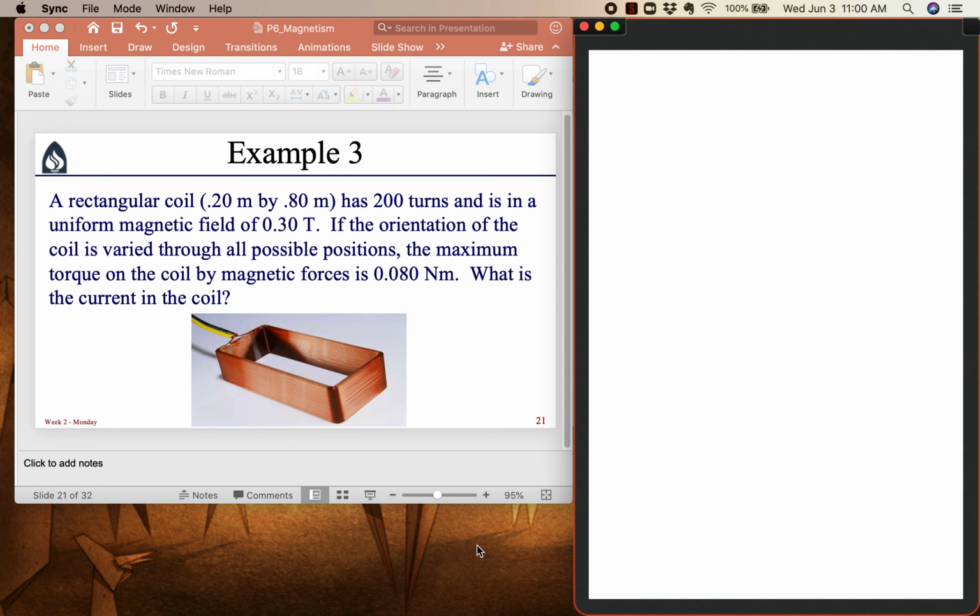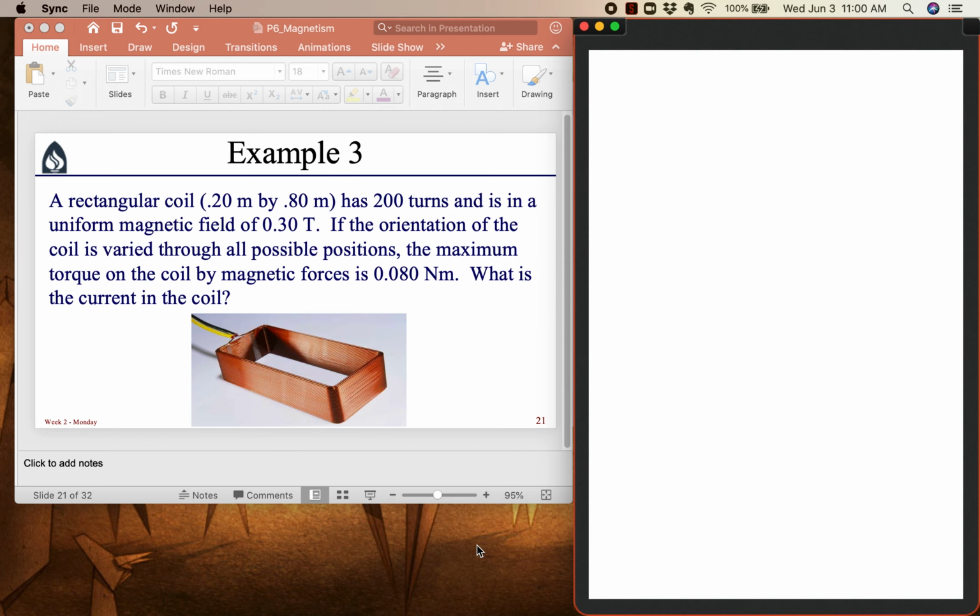In this example problem, we have a rectangular coil that has 200 turns and is in a uniform magnetic field of 0.3 Tesla. If the orientation of the coil is varied through all possible positions, the maximum torque on the coil by magnetic forces is 0.08 newton meters. What is the current in the coil?